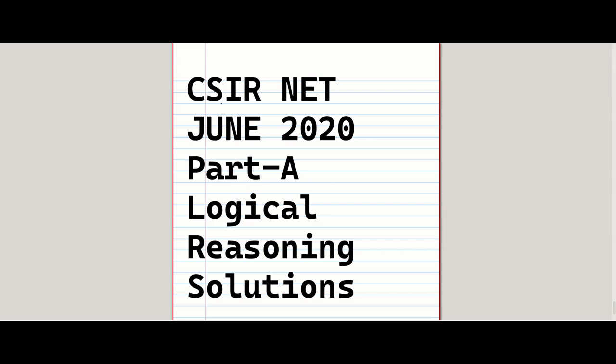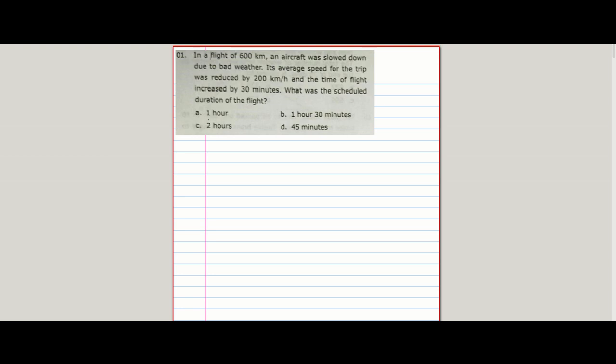So today we will do CSIR NET June 2020 Part A Logical Reasoning Questions and Solutions. In a flight of 600 kilometers, which is the distance, an aircraft was slowed down due to bad weather. Its average speed for the trip was reduced by 200 kilometers per hour, and the time of flight was increased by 30 minutes, which means then we can write the average velocity.